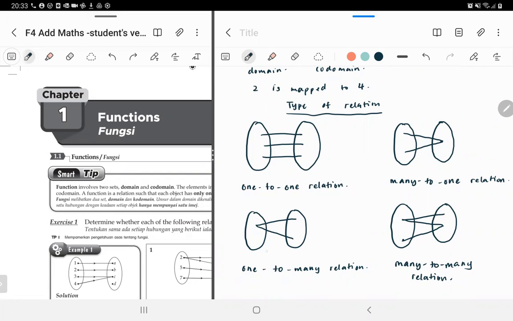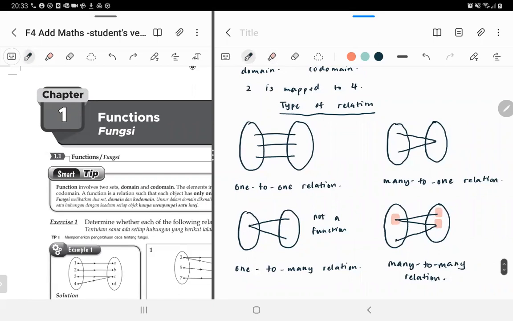So for example, like this one to many. You put in one thing, but it produced 2 items. So this one cannot be a function. This one, not a function. Many to many is also not a function because you have this one: you put in one ingredient, but it produced 2 items at the same time. So this one is not a function as well.